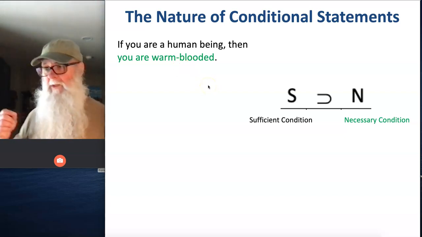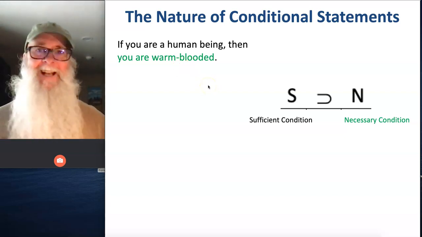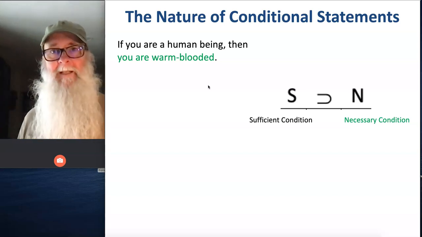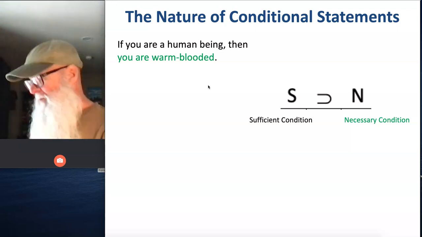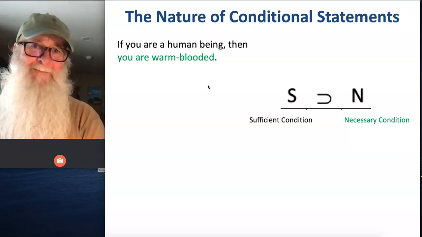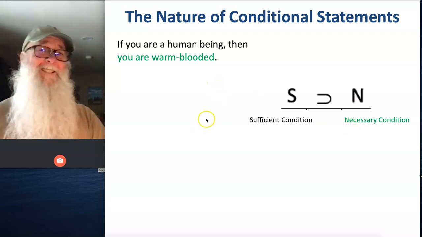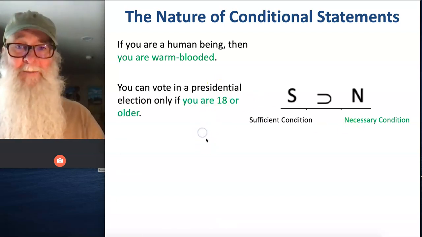However, you being a warm-blooded creature is not sufficient to tell me that you're a human being, because maybe in this case I'm talking to my cat. So I look at my cat and I say, hey, you're warm-blooded. That doesn't mean that my cat's a human being. So being warm-blooded is a necessary but not sufficient condition for being a human being.